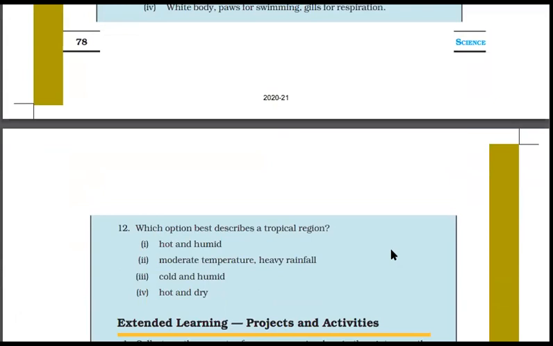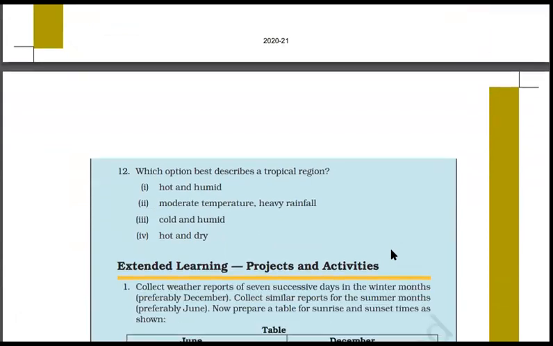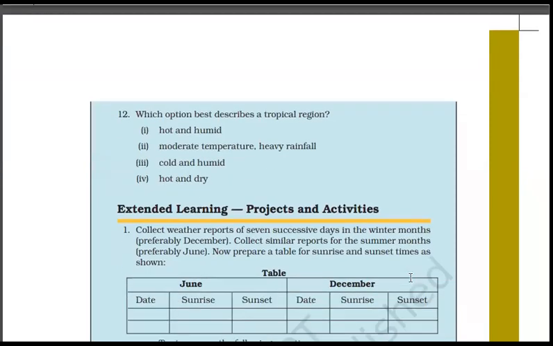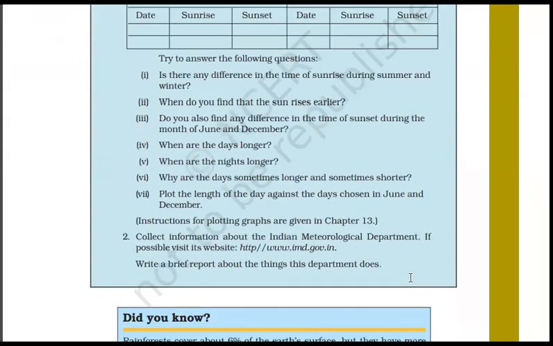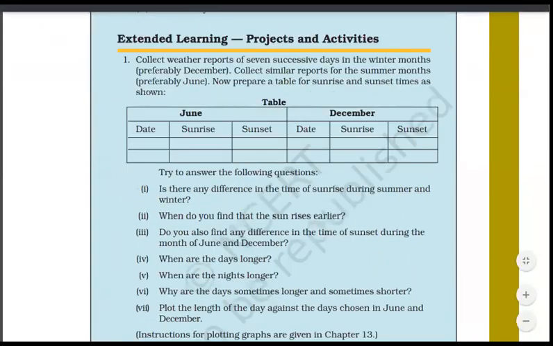Now, question number 12. Which option best describes the tropical region? Hot and humid, moderate temperature, heavy rainfall, cold and humid, hot and dry. First one. Yes, very good. Hot and humid. Very good. Okay, so this is just a normal exercise for you guys.